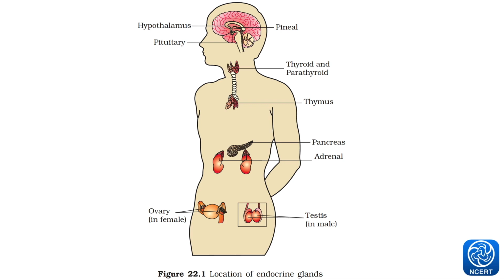So this is where the first lecture on chemical coordination had ended, and the second lecture began with me explaining to you that these are the various possible endocrine glands that you may see in the human body. So there are glands like hypothalamus, pituitary, pineal, thyroid, thymus, pancreas, adrenal glands, and the gonads, testes in males and ovaries in females.